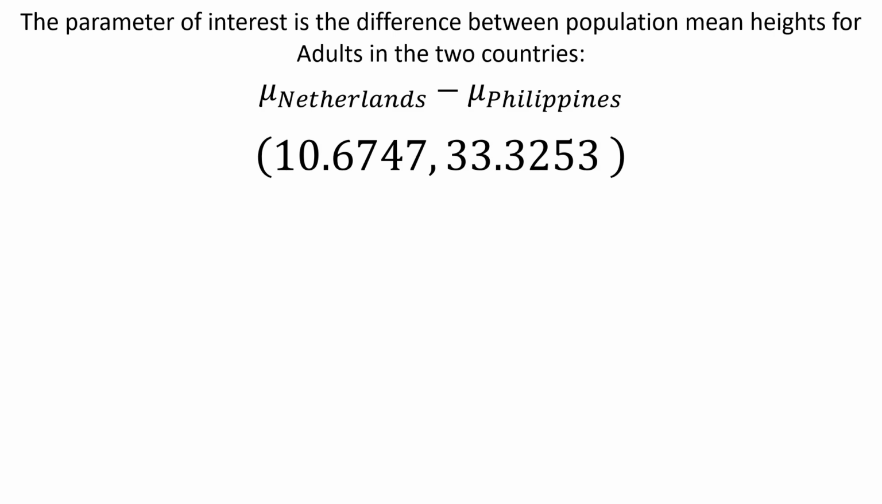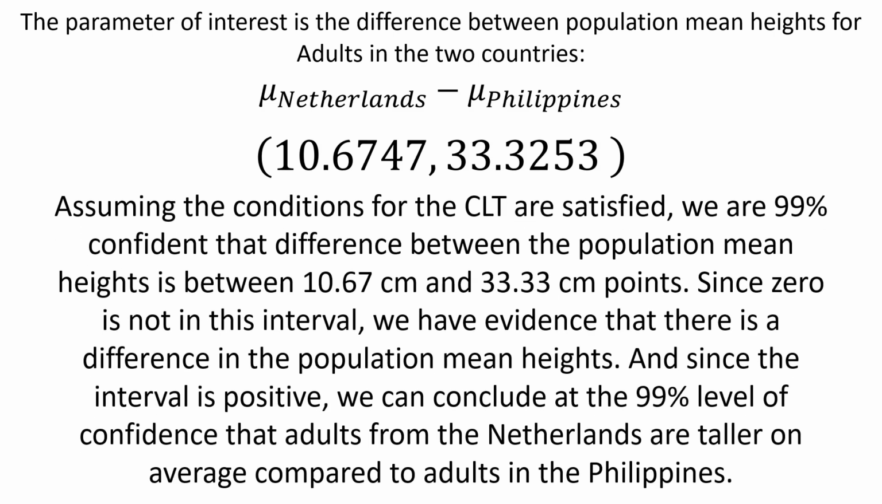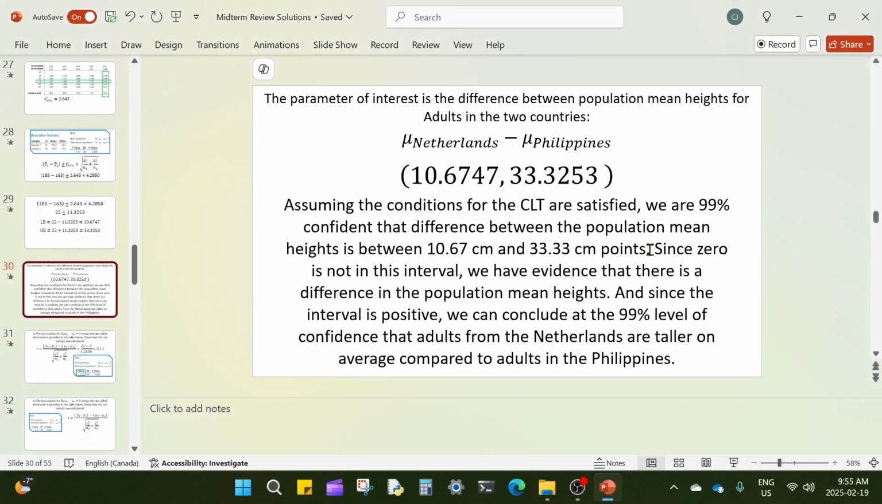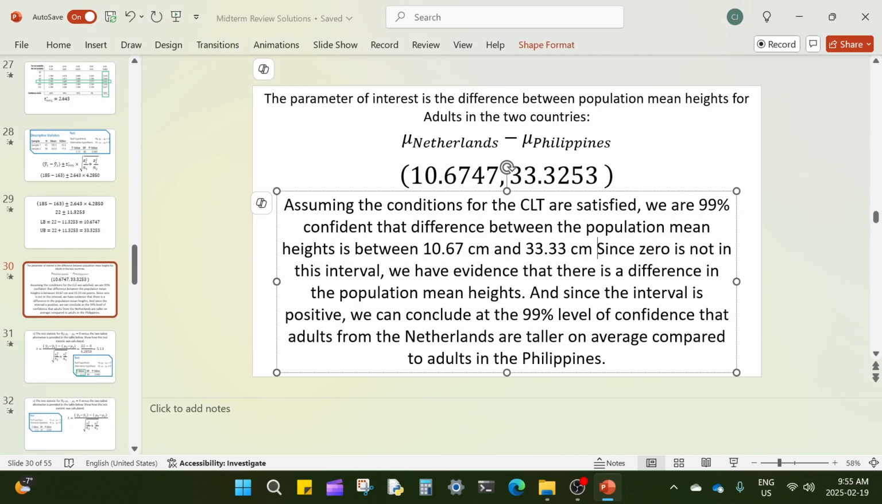So how do we do this interpretation? Assuming the conditions for the central limit theorem are satisfied, we are 99% confident that the difference between the population mean heights is between 10.67 centimeters and 33.33 centimeters. I see I wrote here centimeter points. Let me just take that out. That was a bit careless.